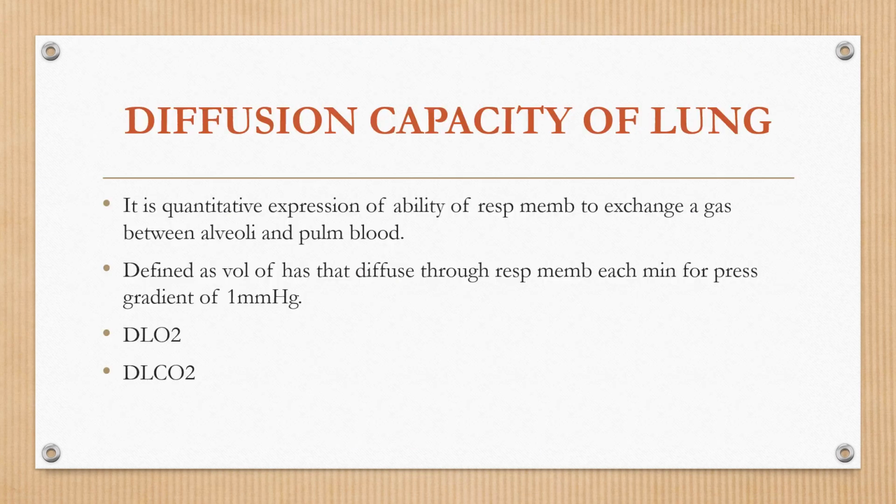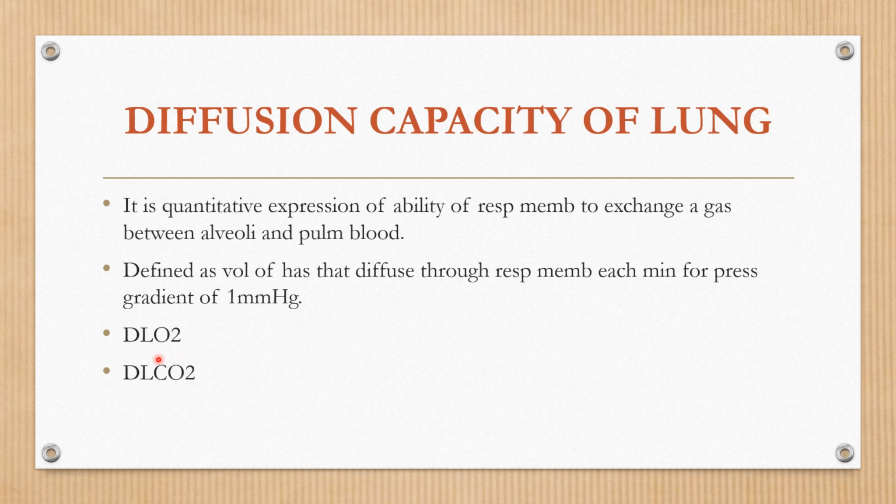So now coming to the diffusion capacity of lung. Again, it is a very important short question. What is it? It is the quantitative expression of the ability of the respiratory membrane to exchange a gas between alveoli and pulmonary blood. It is defined as the volume of gas that diffuses through the respiratory membrane each minute for a pressure gradient of 1 mmHg. The factors affecting diffusion capacity are the same as the factors affecting diffusion across the respiratory membrane. You can just refer to that once.